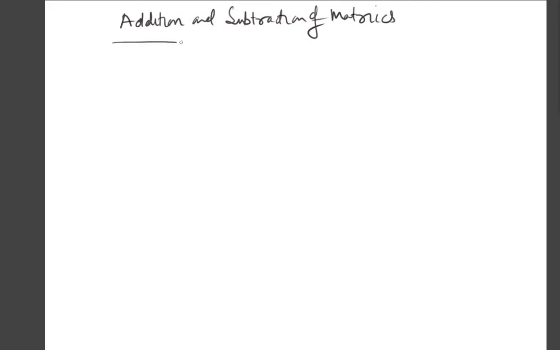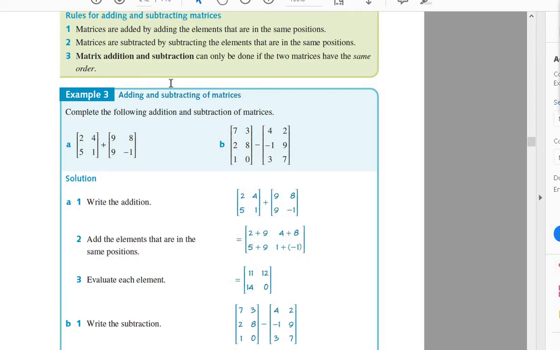All right. So now what we are going to learn is something called the addition and subtraction of matrices. The addition and subtraction of matrices is very, very simple. It is followed like the way we add or subtract regular numbers.